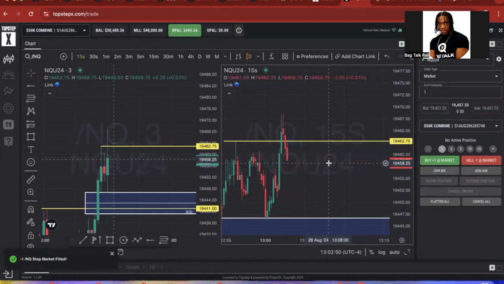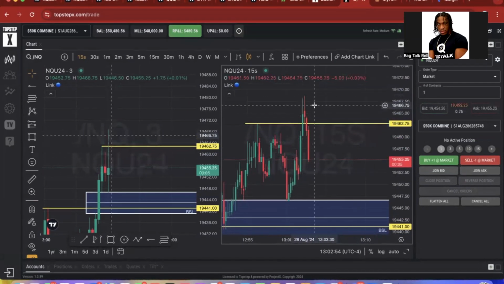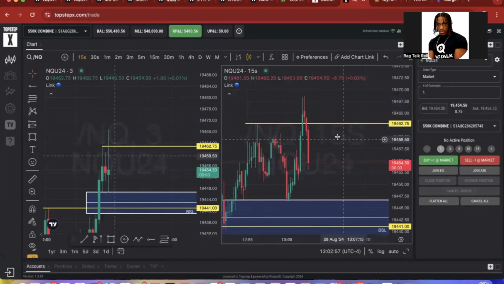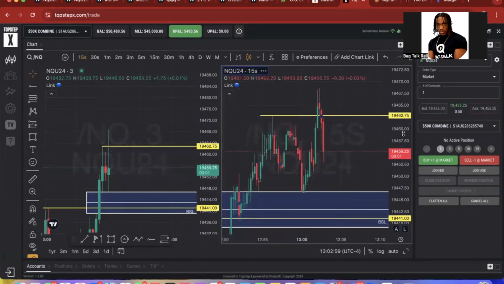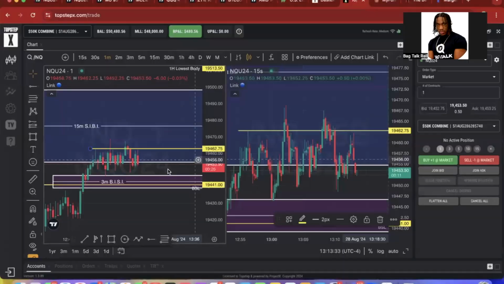Order filled. All right, so the second play didn't get the acceleration that I needed it to. I wanted it to really continue and see how much higher we could go. Now we're coming back into the range, so I don't want to be a part of that. So that's how this play worked out.